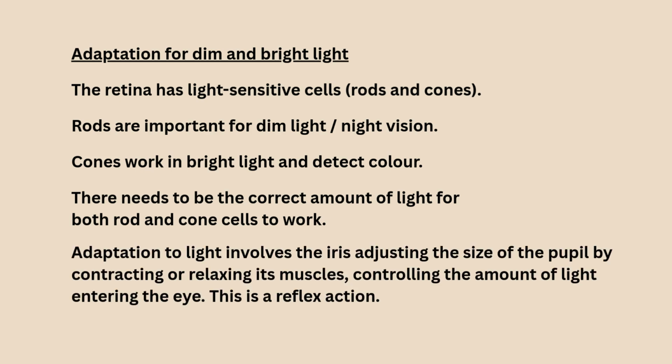Adaptation to light involves the iris adjusting the size of the pupil by contracting or relaxing its muscles, controlling the amount of light entering the eye. This is a reflex action. So in dim light conditions, the pupil will dilate so it becomes larger. This allows more light to enter the eye so the rods can detect the light. In very bright light conditions, the pupil size will constrict so it becomes smaller. This reduces the amount of light entering the eye to prevent damage to the retina.